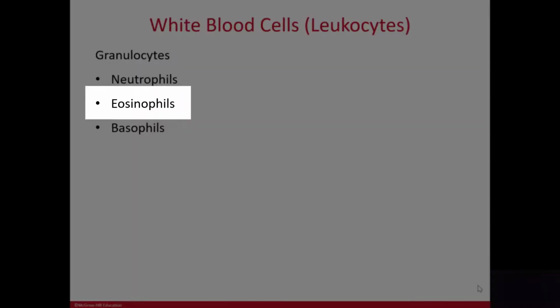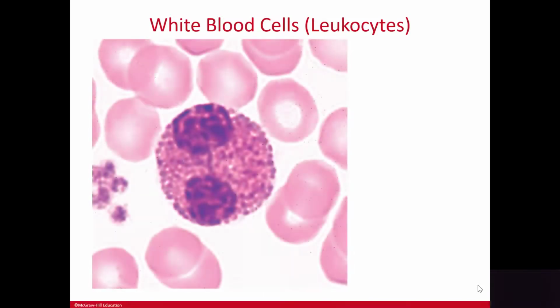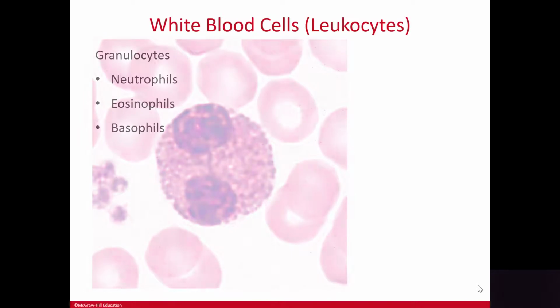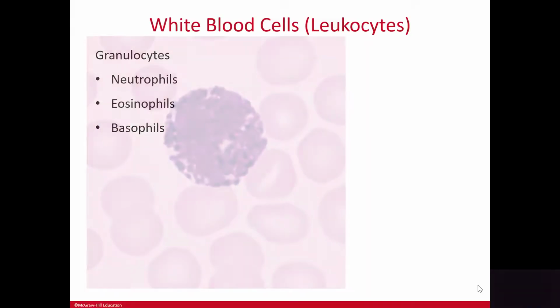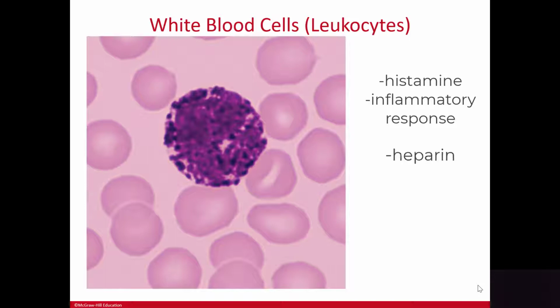Eosinophils account for about 2 to 4% of the total white blood cell count. These cells usually have a nucleus with 2 lobes connected by a band of nuclear material. These cells are important in the response against parasites and also in allergic responses. Basophils are normally less than 1% of the total white blood cell count. The basophils release histamine during an inflammatory response, which causes vasodilation and attracts other white blood cells to the area. They also release heparin, which prevents blood clotting.